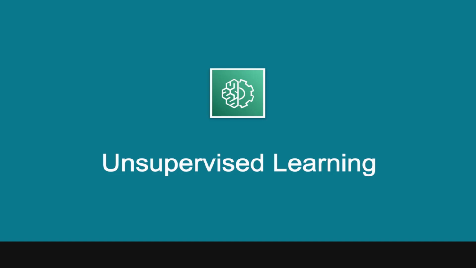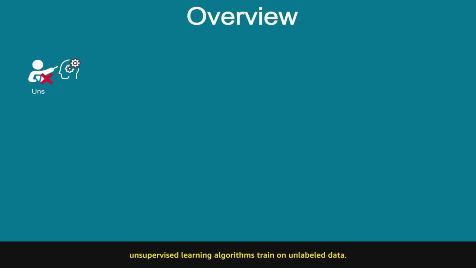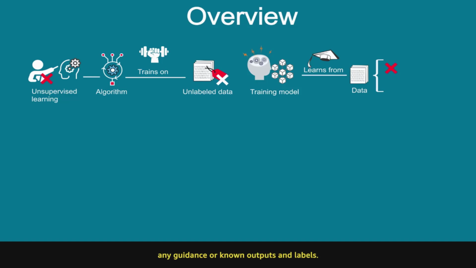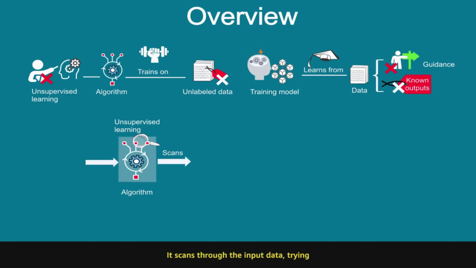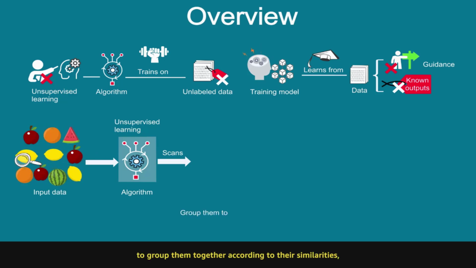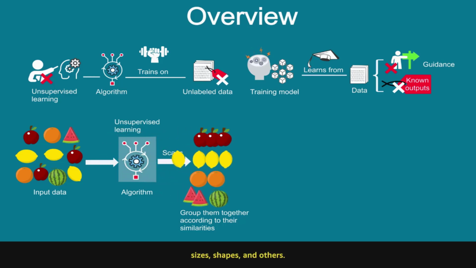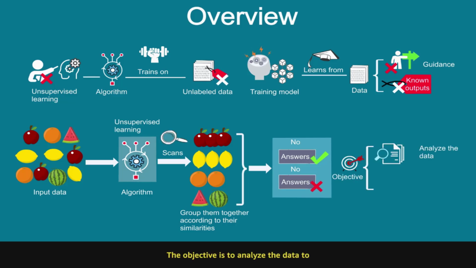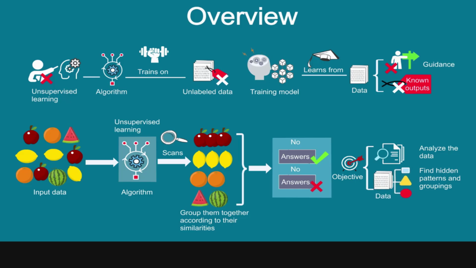Unlike supervised learning, unsupervised learning algorithms train on unlabeled data. The training model learns from data without any guidance or known outputs and labels. It scans through the input data, trying to group them together according to their similarities, such as colors, sizes, shapes and others. There is no right and wrong answers. The objective is to analyze the data, to find hidden patterns and groupings within the data.